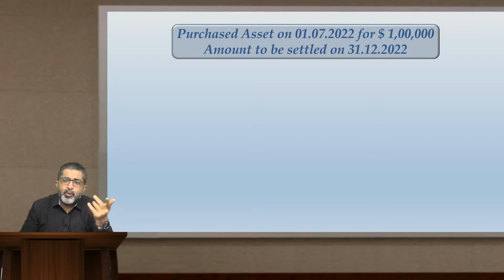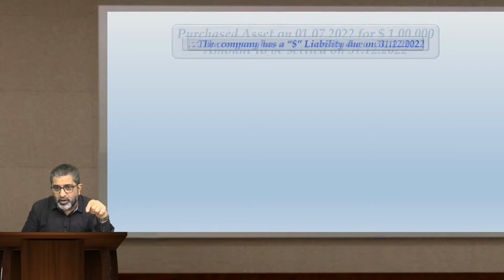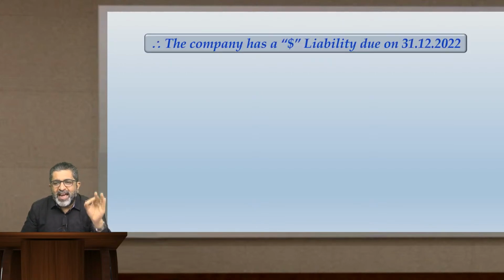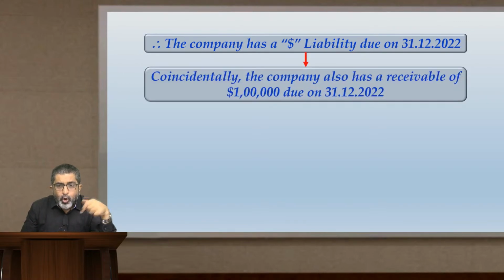I have an amount to be settled on 31/12/2022. Correct? So I have a liability. I have a liability that is denominated in US dollar. I would say the company has a dollar denominated liability that is due on 31/12/2022. Coincidentally, the company also has a receivable of $1 lakh due on 31/12/2022.